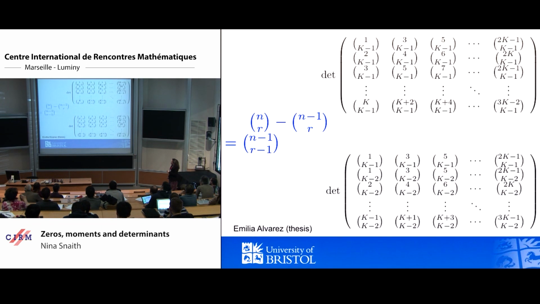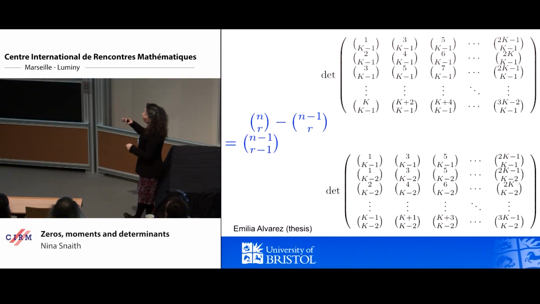So, for example, we could work with the bottom row and subtract off the row above it, and use this relation. So bottom row subtracting the one above it, and then we get this, and it reduces the indices in the top and the bottom of the binomial coefficients by 1 in each case.